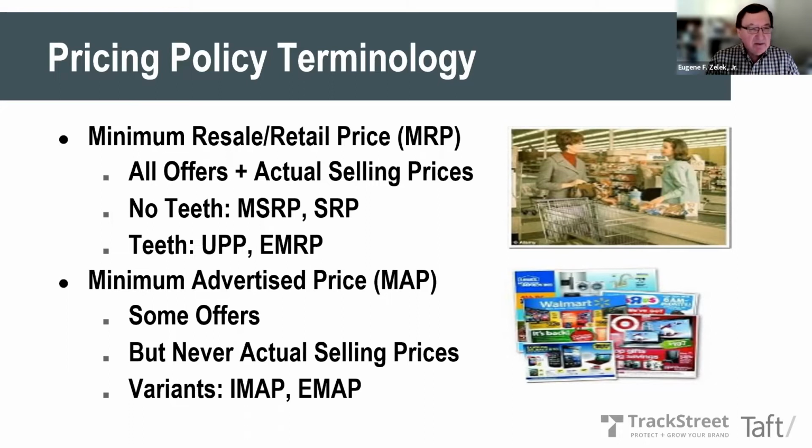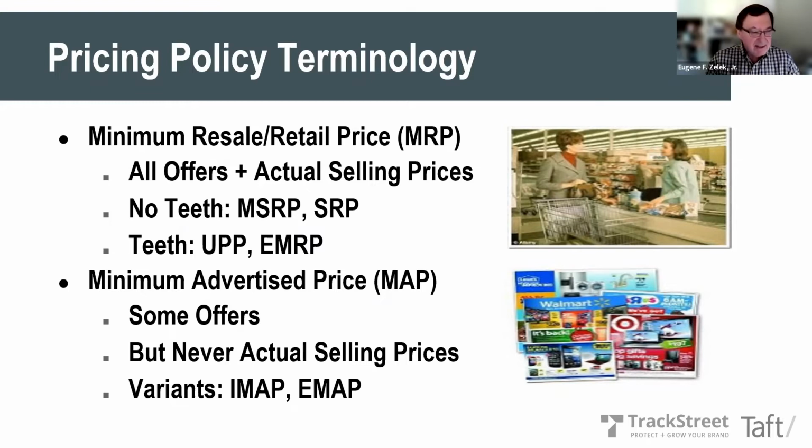In contrast to minimum resale or retail price is minimum advertised price, or MAP. This covers some offers, but never the actual selling price. Another way to explain it would be, in the online context, a MAP policy can cover the product page and the in-cart price, but not the actual selling price. So when you get to checkout, that's when the MAP restrictions fall off. So checkout can be any price. There could be magic discounts that fall from the sky or whatever.